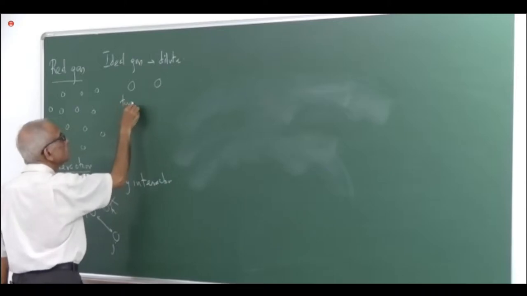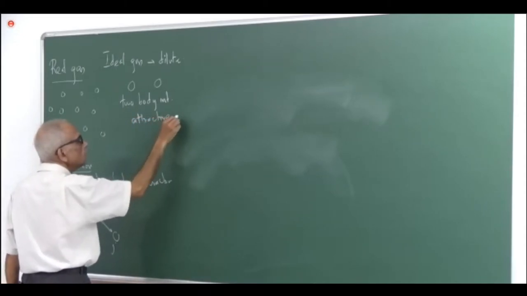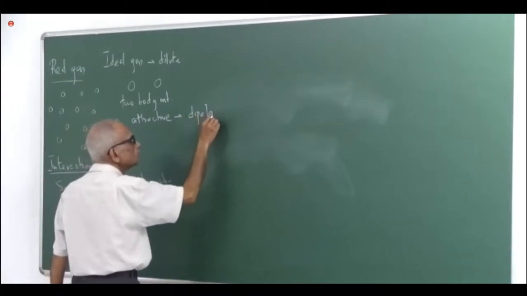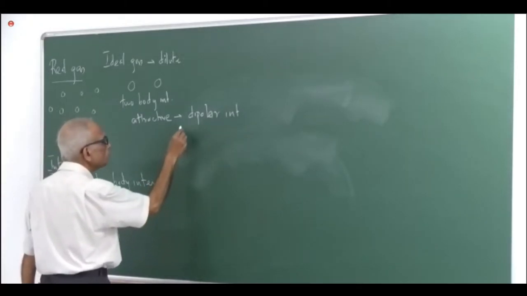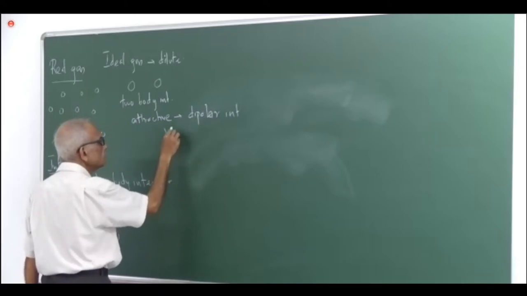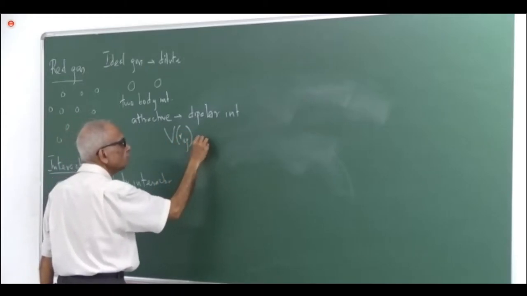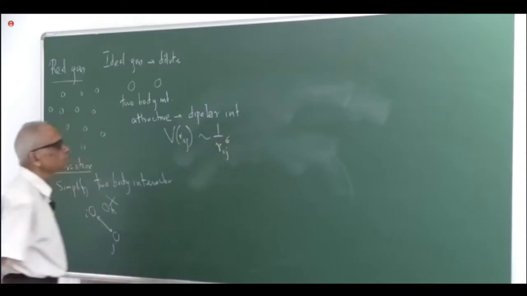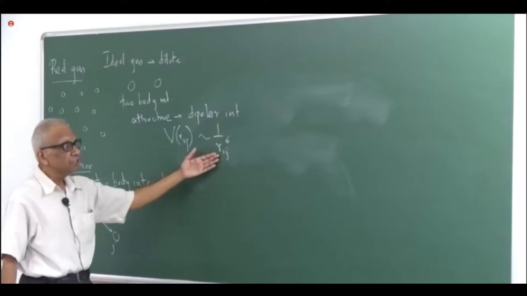So for the two-body interaction, the attractive origin is the dipolar interaction, and the potential V of r_ij falls off as 1/r_ij to the power 6. So that's the two-body interaction. And you can imagine that when the gas is very dilute and particles are very far away from each other, 1/r⁶ cannot have a role.